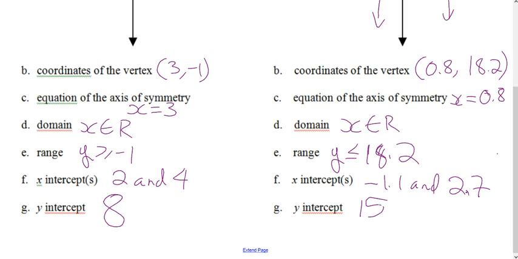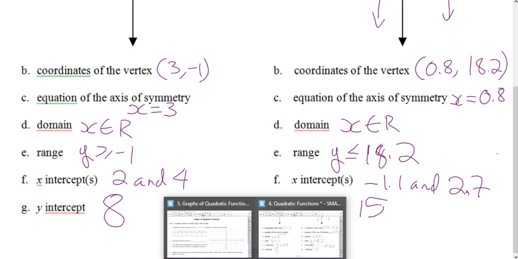Domain for all quadratics is real numbers. The range depends on whether it opens up or down. If it opens up, it's greater than or equal to the y-coordinate of the vertex. Opens down, it's less than or equal to the y-coordinate of the vertex.